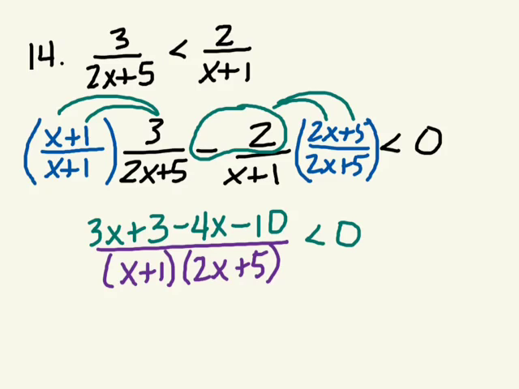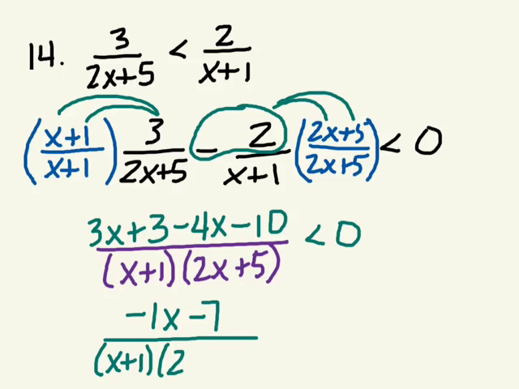And then I just need to combine my like terms of the numerator. I have 3x and negative 4x, that's negative 1x. 3 and negative 10 is negative 7. And my denominator we leave factored. So I have a 0 at, my 0 comes from the numerator. I have negative x minus 7. When I set that equal to 0, that becomes x equals negative 7.